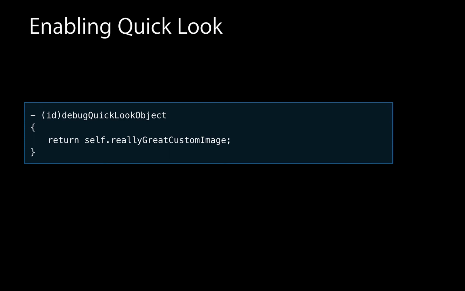There's a simple method that you can implement in your class's implementation, and it's called debug quick look object. Now, in this method, you can either call your drawing code or implement it in there, but the important point is, from this method, you return something that Xcode knows how to show. So one of the default supported types should be returned from this method, and then you'll be good to go. And I would like to show you that now.